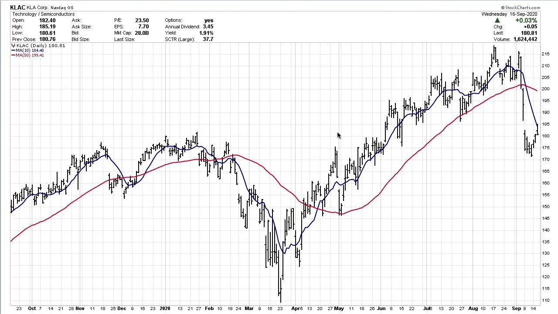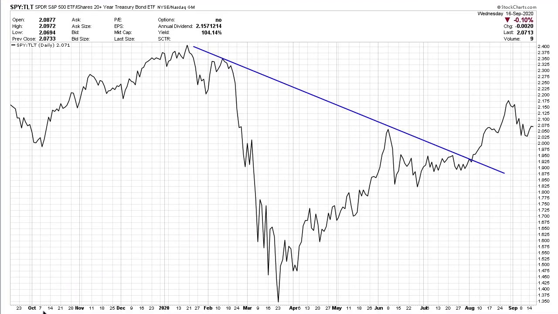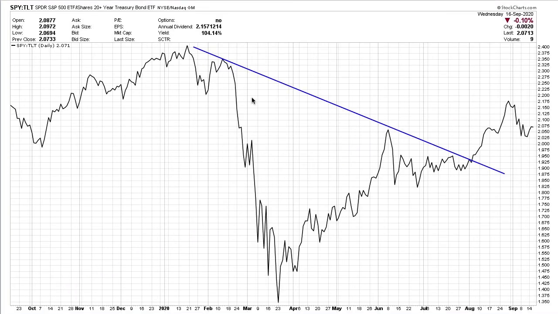This is KLA Corp. They make equipment to make semiconductors. Well, you can see the massive drop off there. So I kind of feel that semiconductors might be in for a little bit of a stretch. Same indicator there. Then we go to another comparison, just something I'm looking at here.